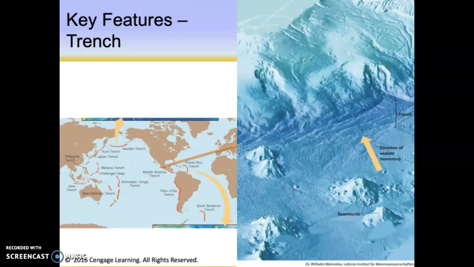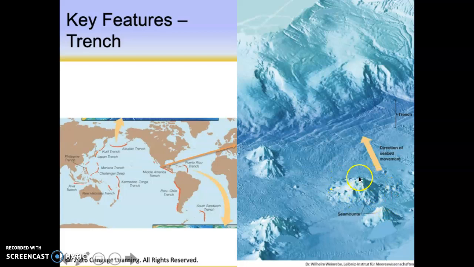So here's another trench. Now here is kind of an interesting feature. This is actually looking toward the east. The east is at the top of this drawing. And this shows you a couple of seamounts.